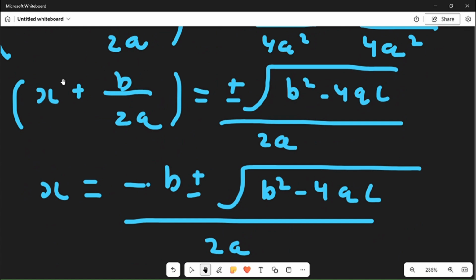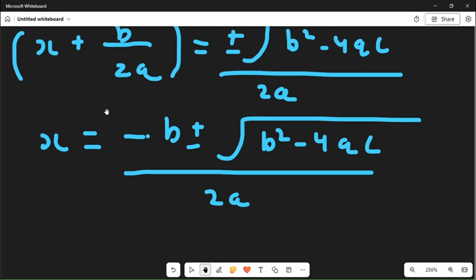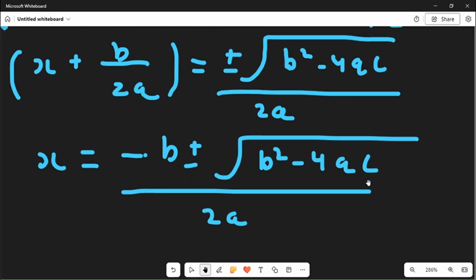And then we just rearrange this last bit. So plus b on 2a, the opposite of that is minus b on 2a. Doing that, we end up with x equals minus b plus or minus the square root of b squared minus 4ac, on 2a. And again, we can combine the minus b because the denominators are the same. The denominator here is 2a, the denominator here is 2a, so we can just add the numerators together. And that's it.